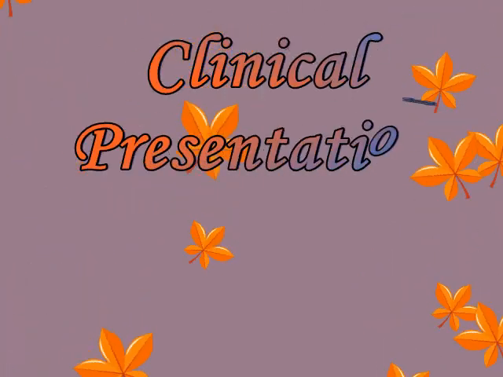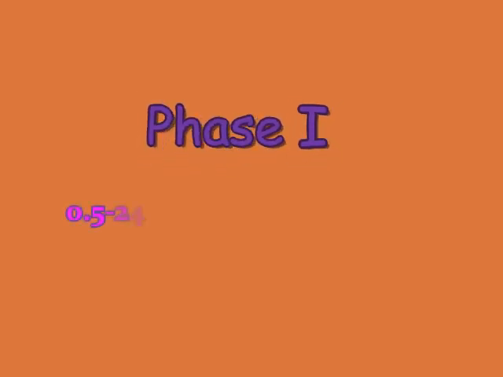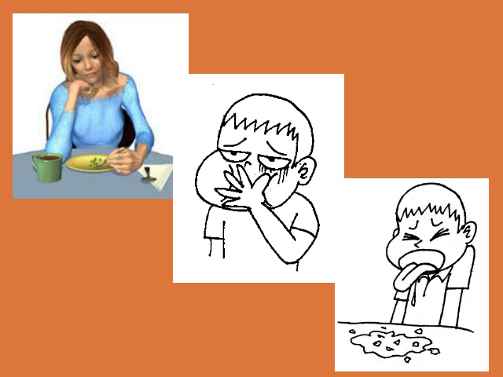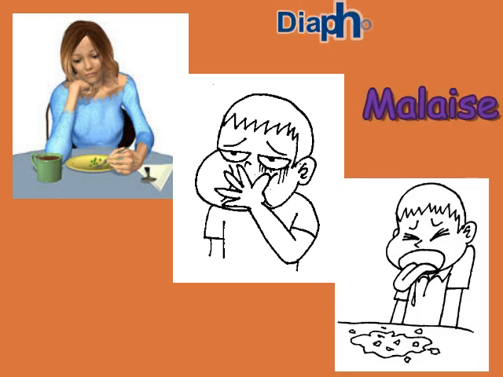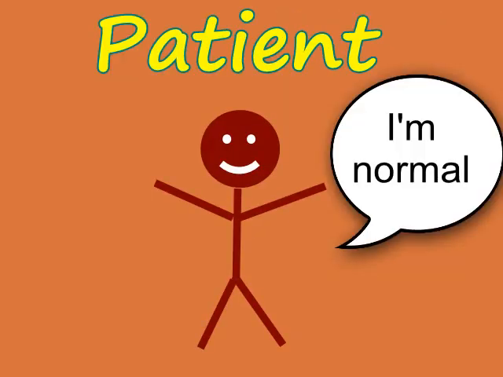As mentioned earlier, there are 4 phases of acetaminophen poisoning. Phase 1 occurs at 0.5 to 24 hours after ingestion. Symptoms include anorexia, nausea and vomiting, malaise, diaphoresis. Transaminases may be elevated, however, patients may appear normal.